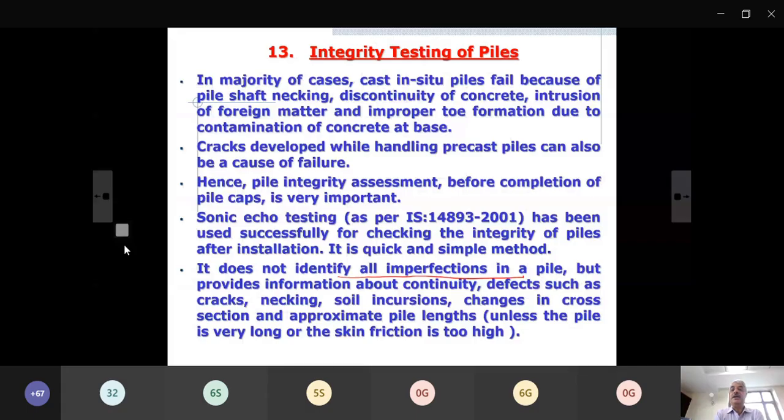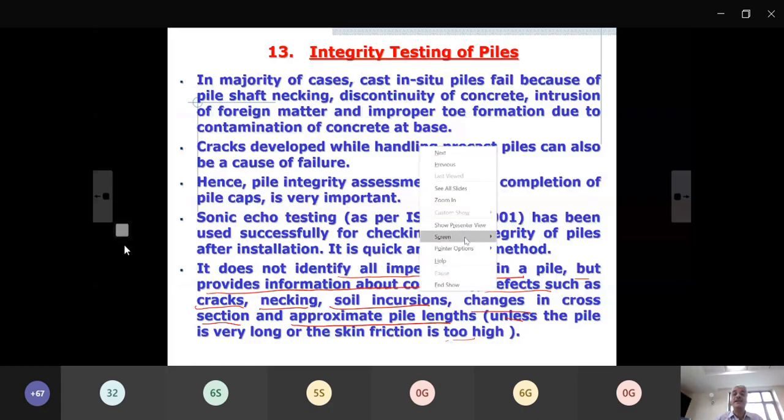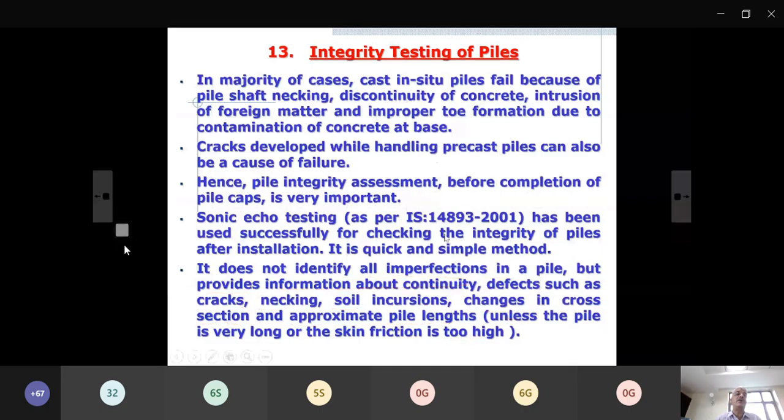So it does not identify all imperfections in a pile. Please understand, but it provides you information about continuity. यदि continuity कहीं break हो रही है, this test will tell you, either due to laitance coming in between or cold joint or defects such as cracks, necking में उसका cross sectional area change हो जाएगा, soil intrusion आ गया, continuity disturb होगी. Changes in cross section, it will tell you, and it will also tell you the approximate pile length, unless the pile is very long or the skin friction is too high, then there may be error. Otherwise it tells you pile length also, कि pile कितनी length तक गया है. ऐसा तो नहीं है आपने कॉन्ट्रैक्टर को कहा 25 मीटर करना है and he did 20 मीटर and he says हो गया 25 मीटर.